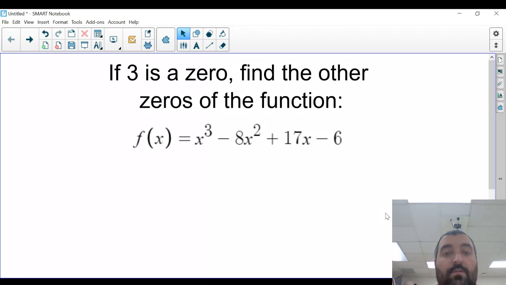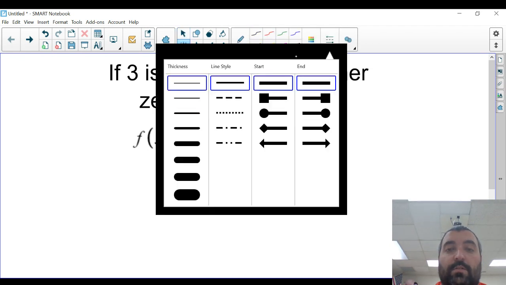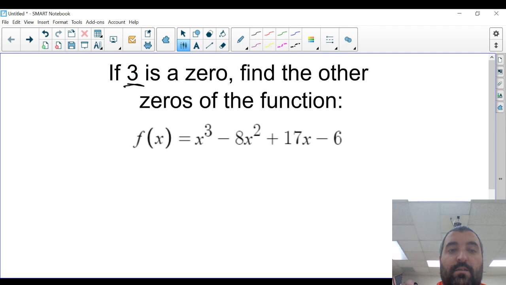Finding the other zeros of a polynomial function when given a zero. So you can see in this question here, we are given that 3 is a zero, and we want to find the other zeros. Now, something of note, you should always check this out first.